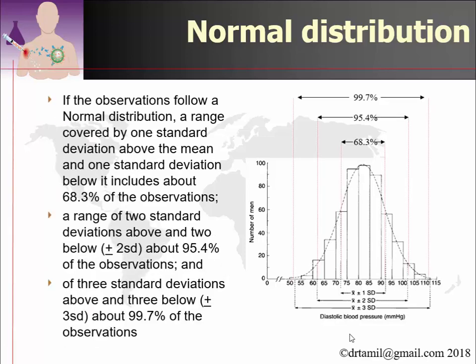If the observations follow a normal distribution, a range covered by 1 standard deviation includes about 68.3% of the observations. A range of 2 standard deviations above and below will cover about 95.4% of the observations. A range of 3 standard deviations above and below will cover 99.7% of the observations. Okay, so that is the explanation of the normal distribution.